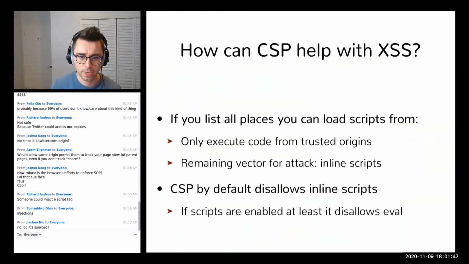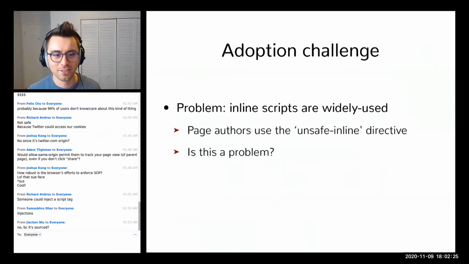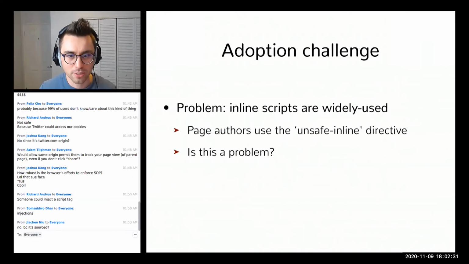Okay, so how does CSP help with XSS? If you list the places you can load scripts from, we'll only execute code from those scripts. The only thing we have to be worried about is inline scripts, but by default these are disallowed. So if we don't use unsafe-inline, then by default we're good to go. In practice, things are a lot more complicated. To be completely frank, even trying to build a simple website that loads fonts from Adobe and does very few things gets really gnarly to get right. So if you're going to go into the real world building web apps, good luck. Okay, so again, this is pretty hard. Unsafe-inline is the thing we use.